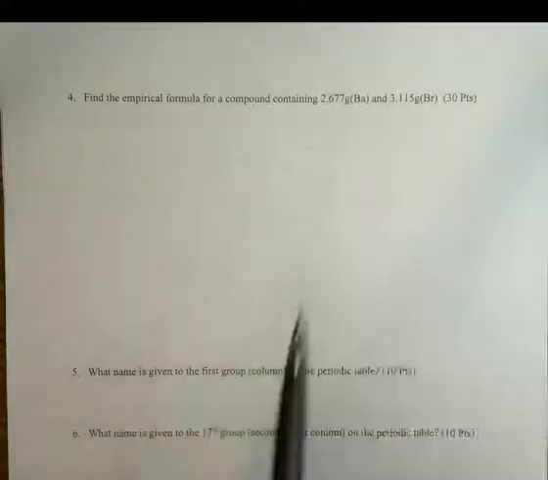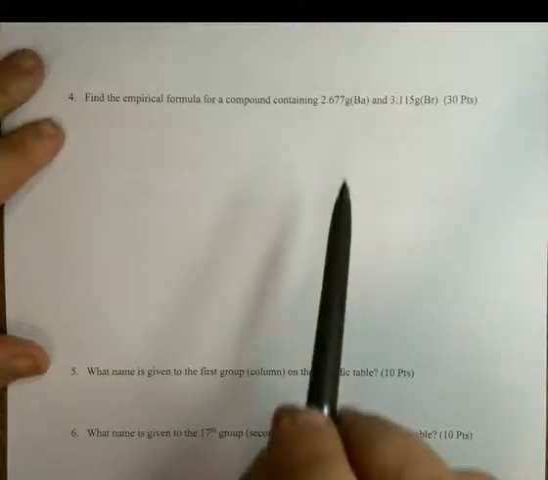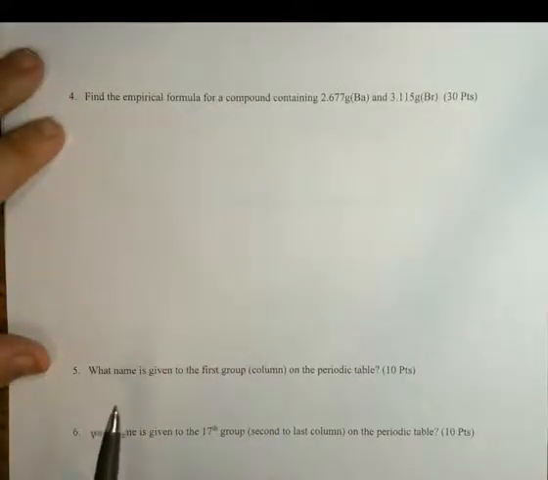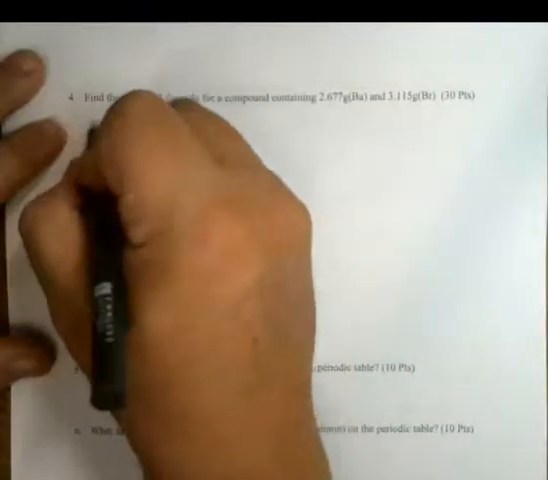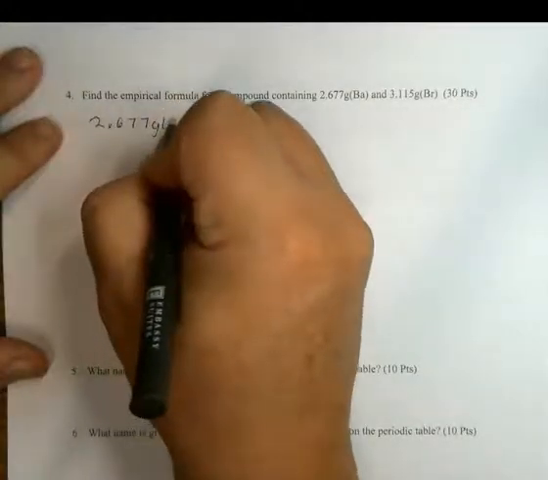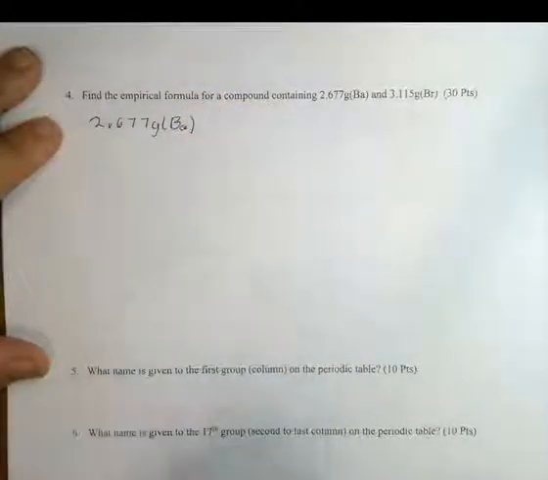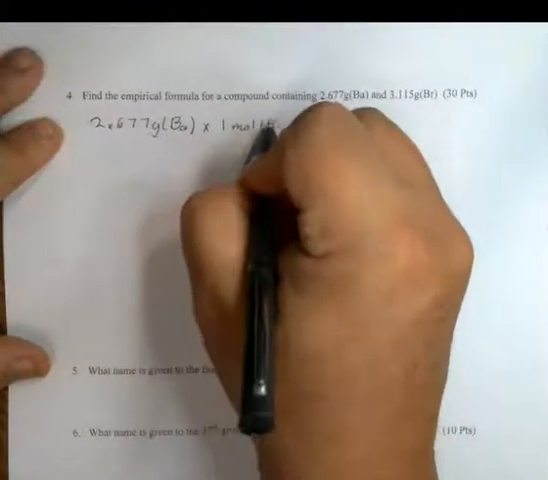Again, anything to do with chemical equations, chemical reactions, chemical compounds has to be put in moles. Grams is what we measure things in, but chemical equations don't understand that, and chemical reactions don't understand that. So let's go ahead and we want to find the empirical formula. So the first step is to do the molar mass here. So we have 2.677 grams of barium times 1 mole of barium.